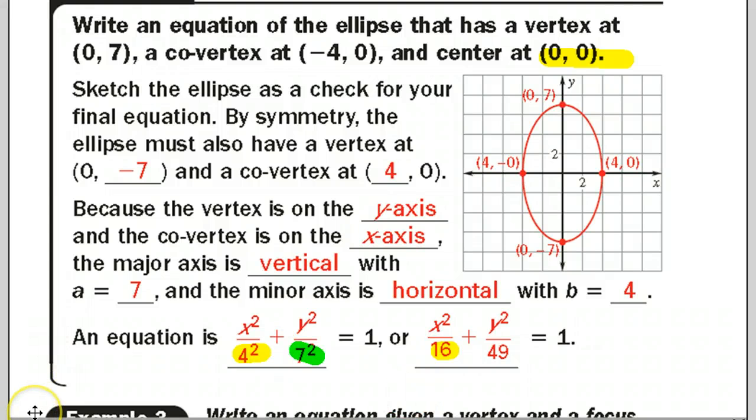All right, we don't have time. I really don't want to extend it further by doing example 3, but see if you can do number 3 on your own. All right, that's it.